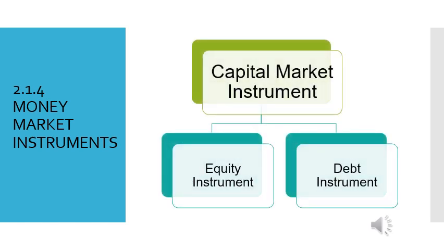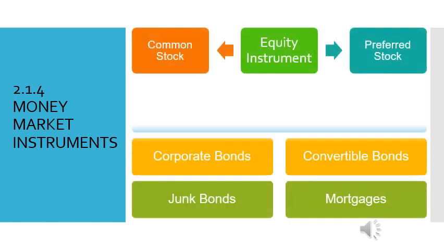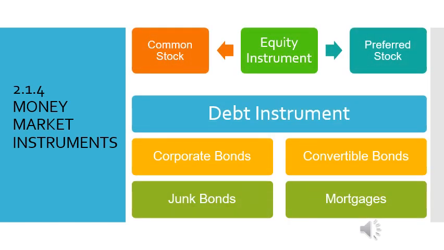The capital market instruments are divided into two types. They are equity instruments and debt instruments. For equity instruments, there are two stocks involved. First, common stock. Second is preferred stock.